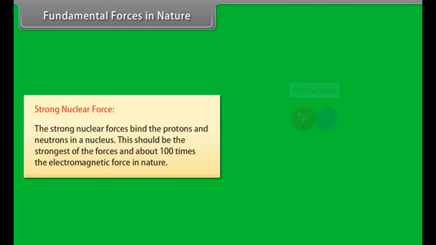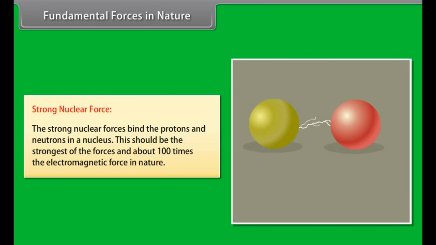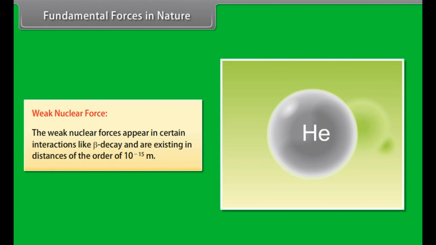The strong nuclear forces bind the protons and neutrons in a nucleus. This should be the strongest of the forces and about 100 times the electromagnetic force in nature. The weak nuclear forces appear in certain interactions like beta decay and exist in distances of the order of 10 raised to the power minus 15 meter.